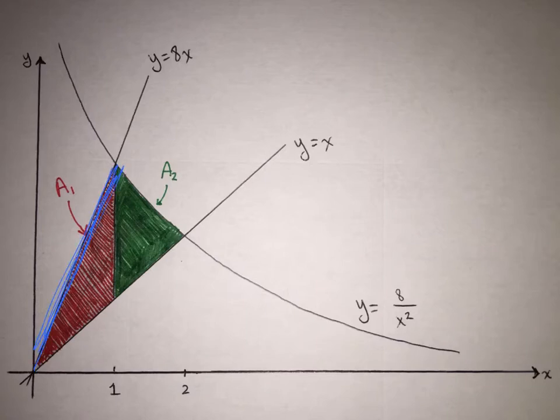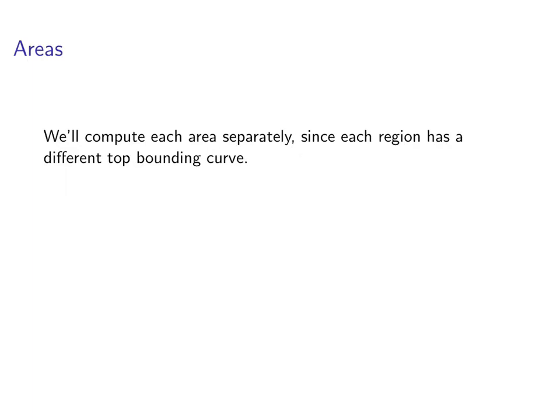Let's look and see what the top bounding curve is like for this region. This is the top bounding curve. That's the line y equals 8x. For A2, the top bounding curve is y equals 8 over x squared. So the top bounding curve switches depending on where you are in this region. And that breaking point happens at x equals 1. So this is the dividing line between those two regions. All right, so we're going to compute each area separately, and that's because each region has a different top bounding curve. You do the same thing if they had different bottom bounding curves.